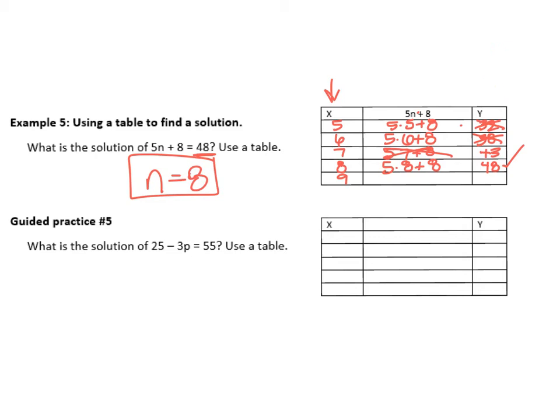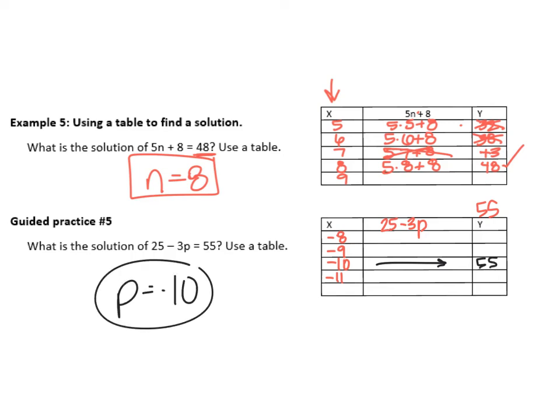Alright, guided practice number 5. I want you to plug in the numbers -8, -9, -10, and -11 into the equation 25 minus 3p, and see which one gives you 55. Pause the video and then I will tell you the answer after you finish. Okay, when you plugged in -10, you should have gotten 55. So your answer should be p equals -10.